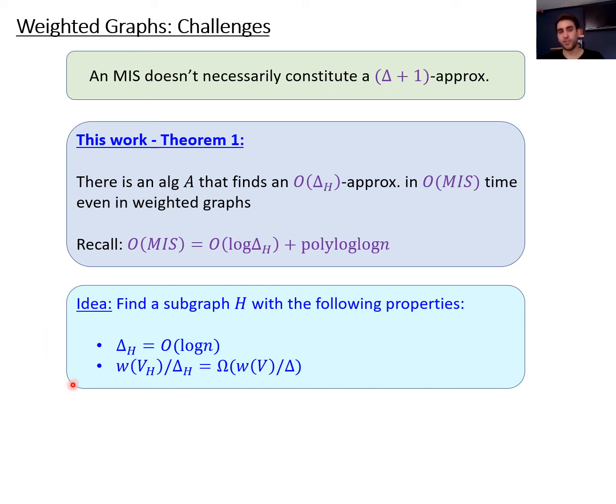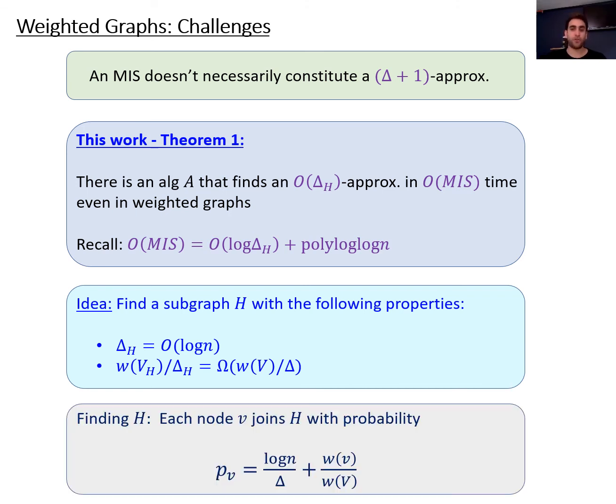And if we can find such a sparse subgraph H, then we apply theorem 1 on H, which returns an O of delta_H approximation in O of MIS time. And O of delta_H approximation on H is also an O of delta approximation for the original input graph G, because of the second property. And finding a maximal independent set in H takes O of log delta_H plus polylog log n rounds, which is polylog log n rounds because delta_H is small. Okay, so we need to find such a sparse subgraph H, and now the question is which sampling procedure we need to find this subgraph H.